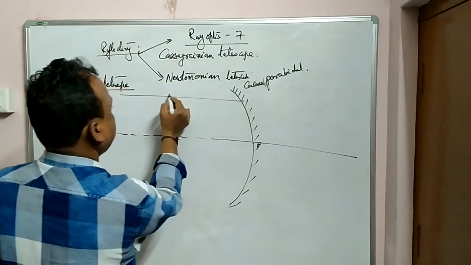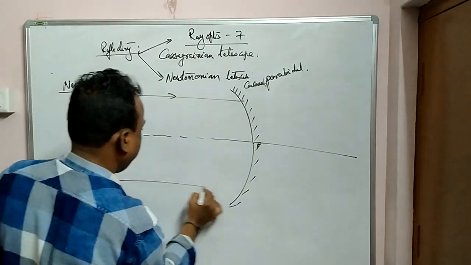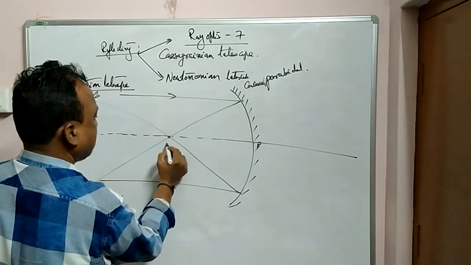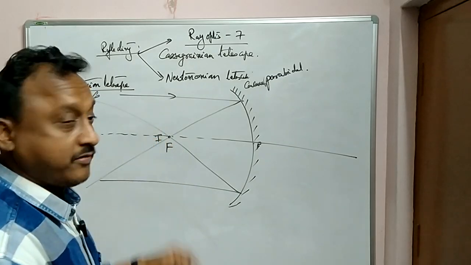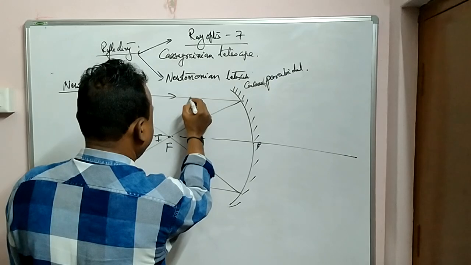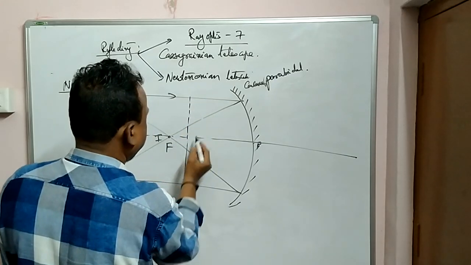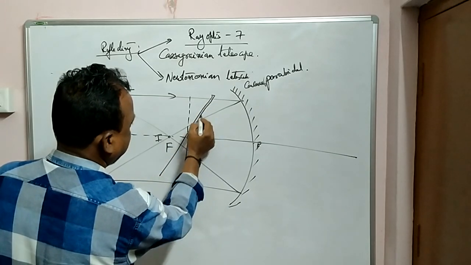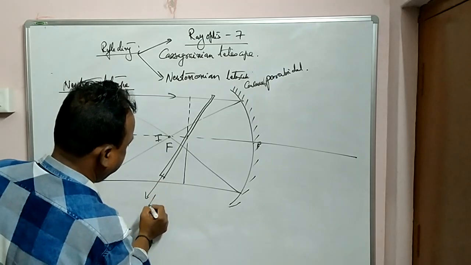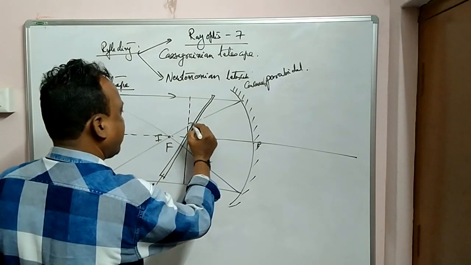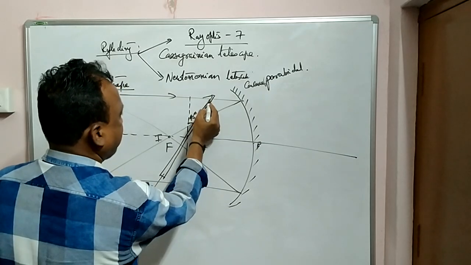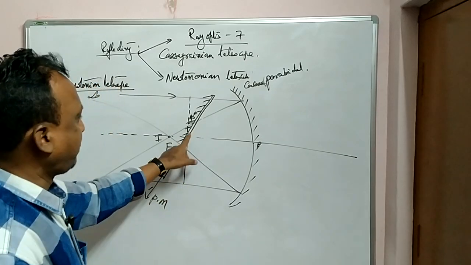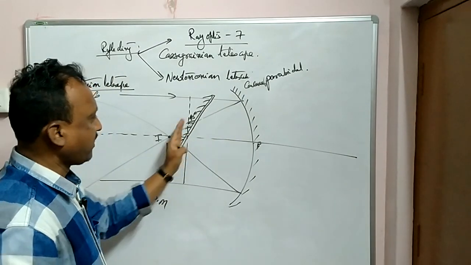rays coming from infinity, again after meeting, going through the focus. Okay, image is forming here. Now here what he has done is, Newton used a plane mirror. This is a plane mirror, kept at an angle of 45 degrees, in front of the concave mirror.